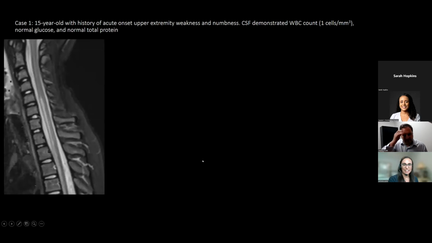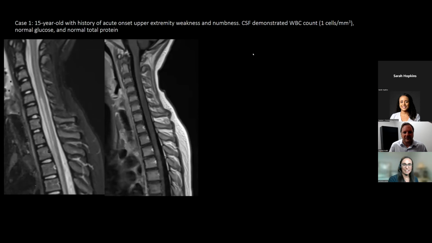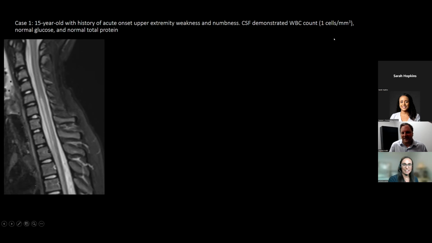So let's look at some differential diagnoses that may mimic AFM or vice versa. This was a 15-year-old who had acute upper extremity weakness, a very acute onset. White count was 1, normal glucose and normal protein.